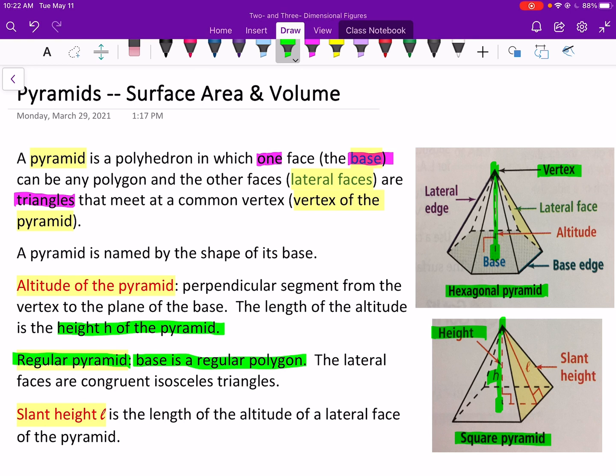Because these lengths of these sides are the same length, no matter what the shape is, every side of the base is the same length, and the height of the pyramid will be the same because there's only one height. What it does is it causes these sides, the lateral faces, all to be congruent triangles. In fact, congruent isosceles triangles.